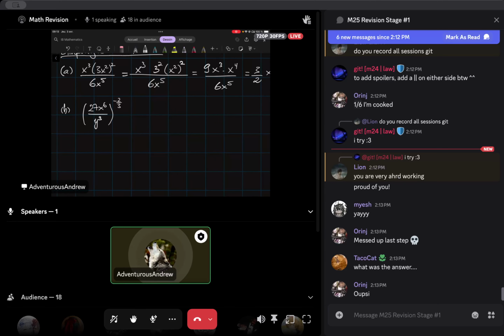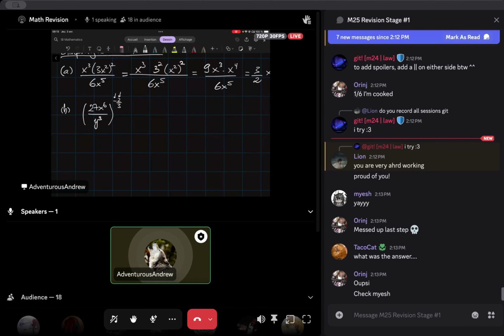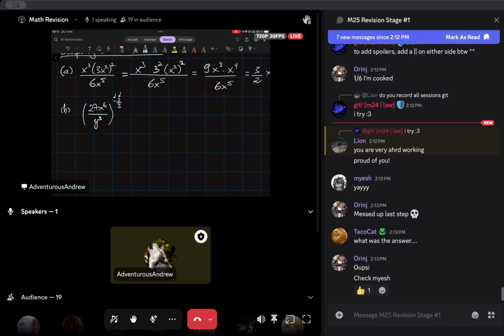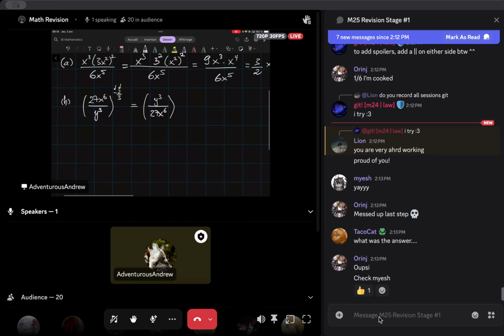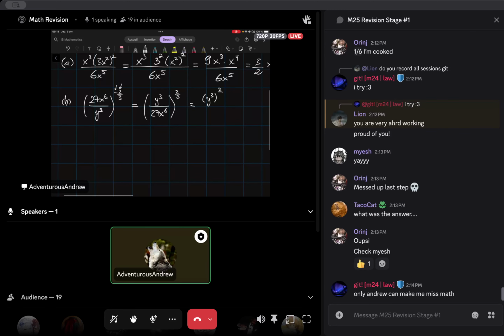Okay, second one. This time around, we have a negative and a fractional exponent, or index, if you're in the UK. Negative means that we have to flip the fraction to the power of 2 over 3. Using the same rule as above, this gives us y cubed to the 2/3 divided by 27x to the 6 to the 2/3.